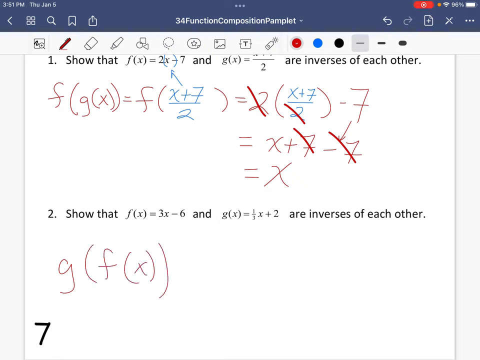See what happens if f is on the inside. You're going to plug 3x minus 6 into the g function, right? What's going on with my little arrow here? It's moving. Plug that into the g function. Get a parenthesis ready, but don't lose your 1/3 and your plus 2.